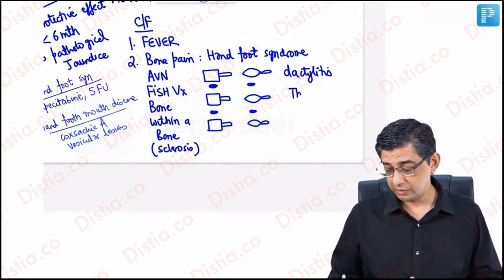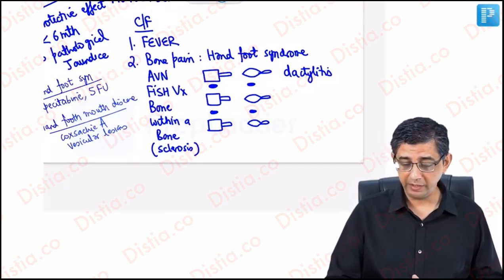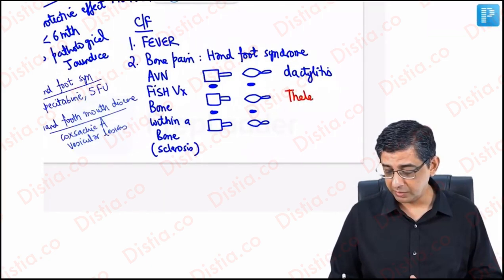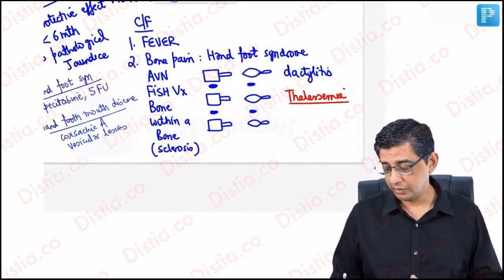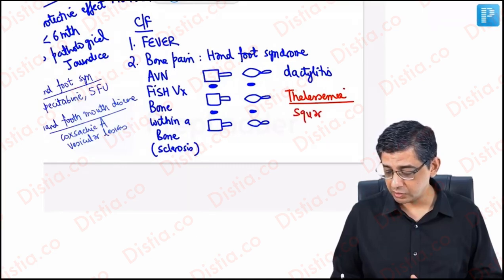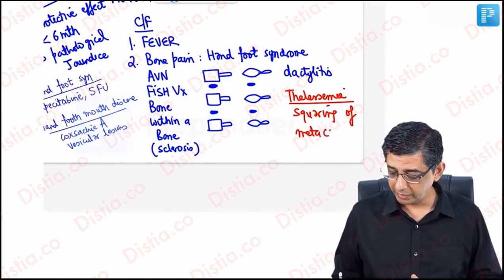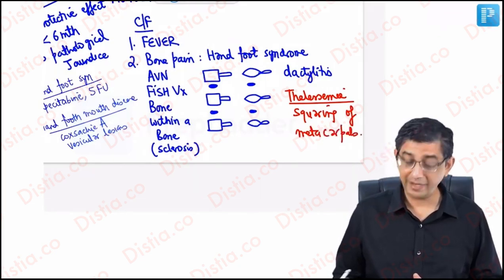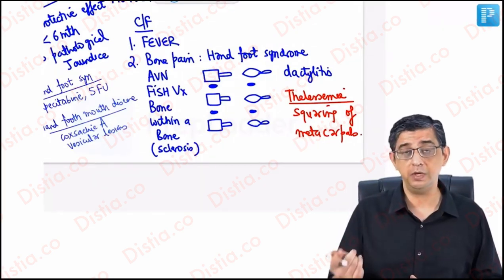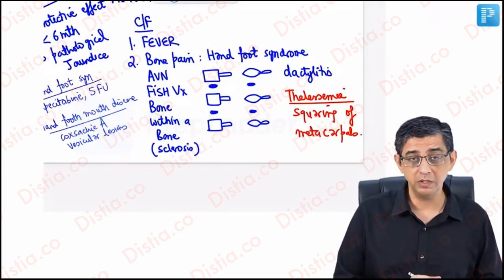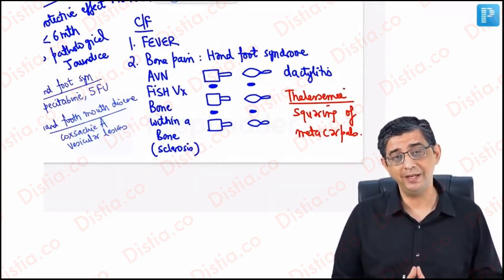If you contrast this with the discussion of thalassemia, I have highlighted a different change. In thalassemia, I said there is going to be an expansion of the bone marrow, and the radiological finding that I mentioned is squaring of the metacarpal. So get both the perspectives right. Squaring of the metacarpal is a radiological finding on X-ray of the hand of a patient with thalassemia, whereas in sickle, you might have a lytic lesion, you can have a bone within a bone lesion, or you might just say the word dactylitis per se.